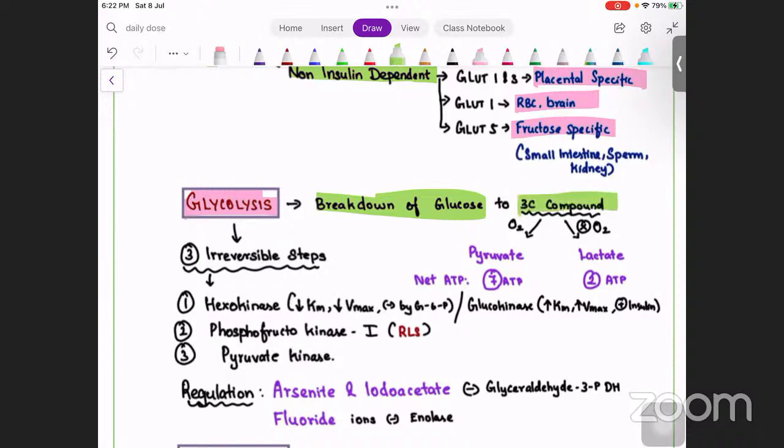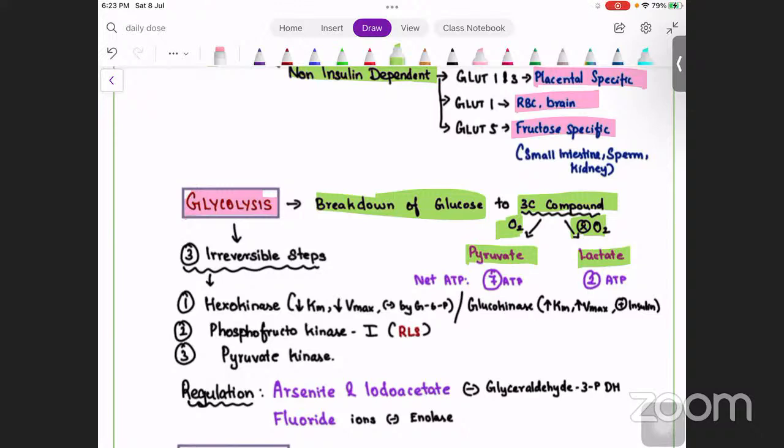It is a breakdown of glucose into what? Into a 3 carbon compound. What is the 3 carbon compound? In the presence of oxygen, it is pyruvate. In the absence of oxygen, it is lactate. Remember, glycolysis is not a complete breakdown of glucose, because this was asked several times as a question of negation. It is a breakdown of glucose into a 3 carbon compound, namely pyruvate in the presence of oxygen and lactate in the absence of oxygen.